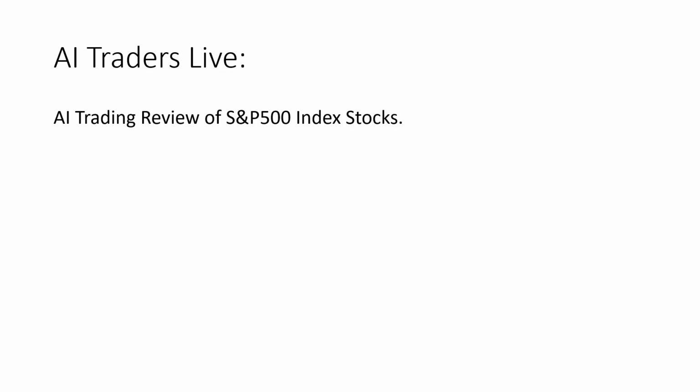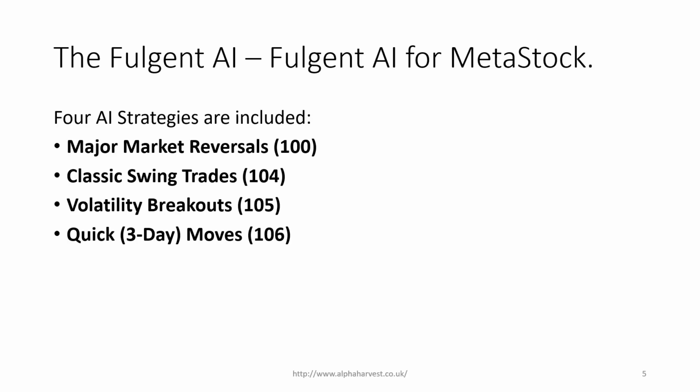Looking at the S&P 500 index stocks from 4 artificial intelligence screening engines: major market reversals, classic swing trades, volatility breakouts, and quick 3-day moves. Now these cater for various trading styles. Major market reversals and volatility breakouts are for position trades and swing trades. These trades can last from days to weeks to months.